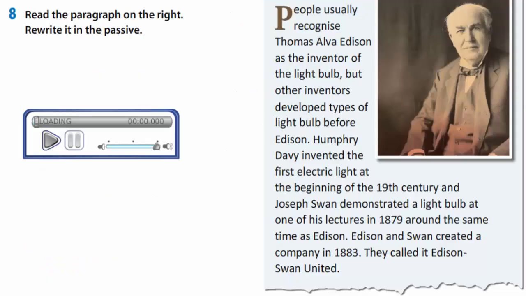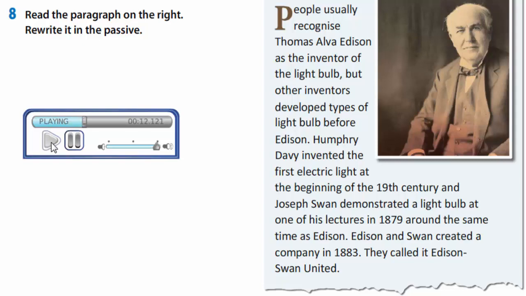In exercise 8, you are to read a paragraph about Thomas Alva Edison and rewrite it in the passive. Listen to the model. Thomas Alva Edison is usually recognized by people as the inventor of the light bulb, but types of light bulb were developed by other inventors before Edison.